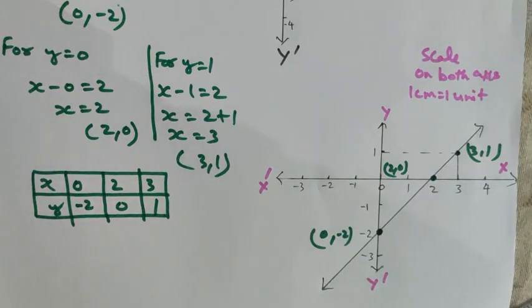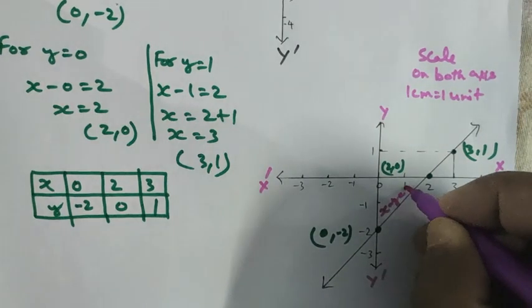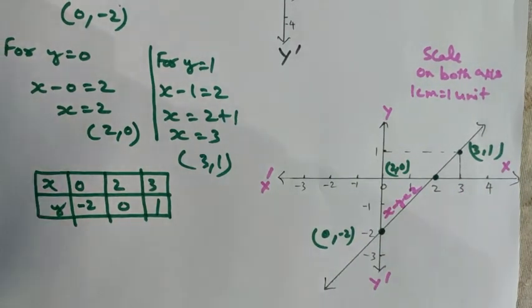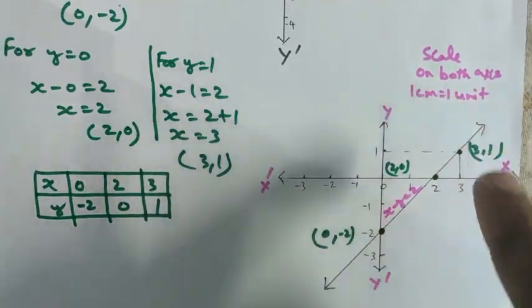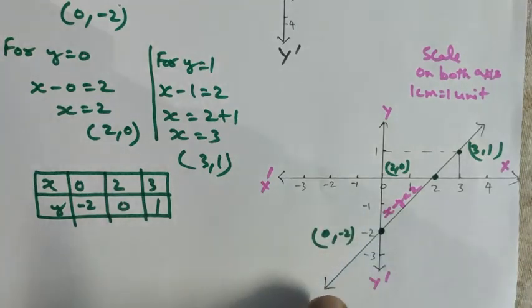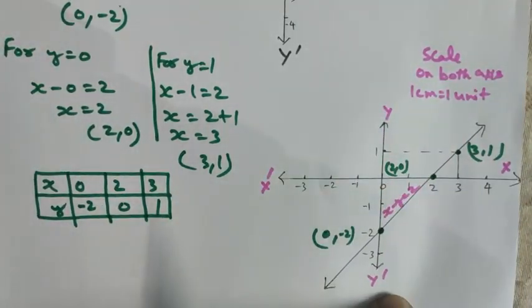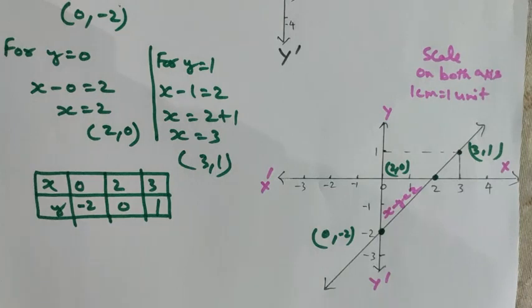What is the equation? The equation is x minus y equals to 2. So it is written like x minus y equals to 2. Don't forget to write the scale, don't forget to write the equation on top of this line, and the coordinates and x dash, y dash. Now we will move to the third part. y is equal to 3x.